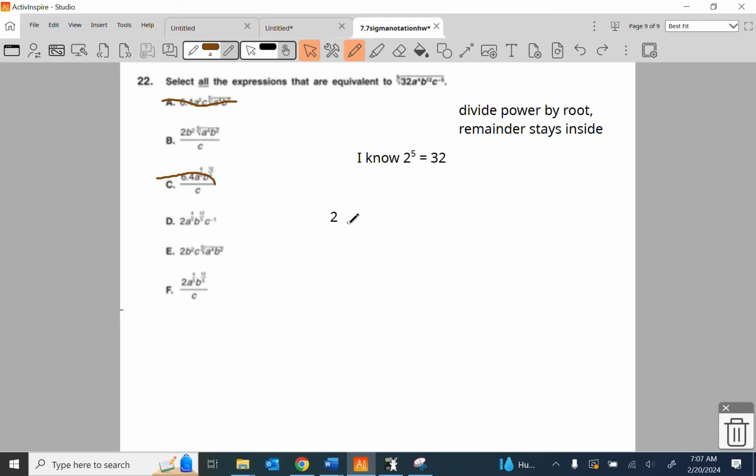I'm just going to write this out. Again, 5 does not enter 4. There's going to be a 5th root of a to the 4th on the interior. 5 enters 12 twice. B squared outside. B squared inside, because the remainder is 2. 5 enters negative 5, negative 1 times. That's horrible. Let's reset this.